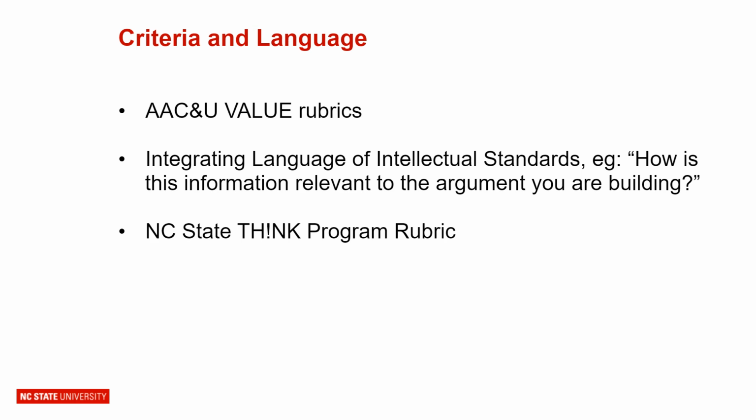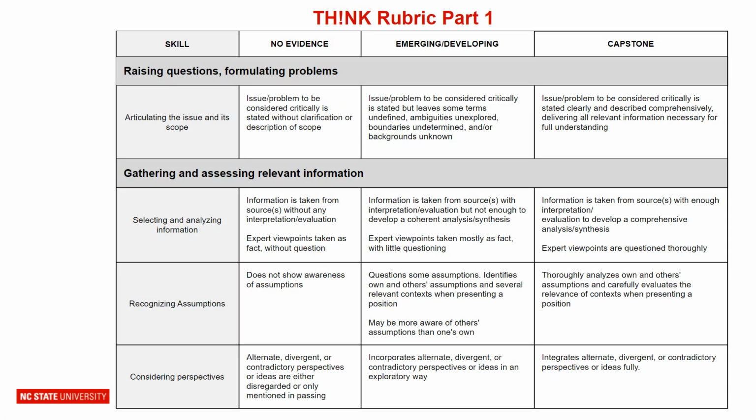Adopting from the AAC&U rubrics, literature on creative thinking, and with input from faculty across campus, the NC State Think program created a rubric that can be useful for both establishing specific critical and creative thinking criteria and providing specific language. This is the rubric created at NC State, broken into 2 pages for visibility. Note that the main headings align with the steps in the critical and creative thinking process.